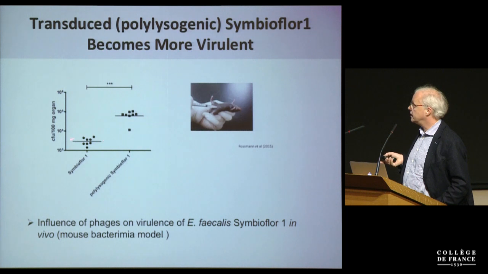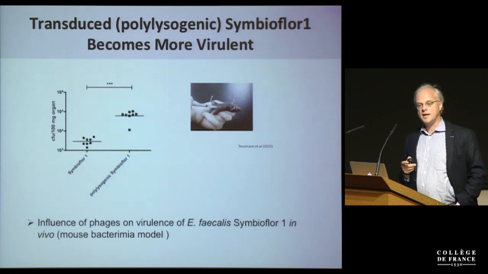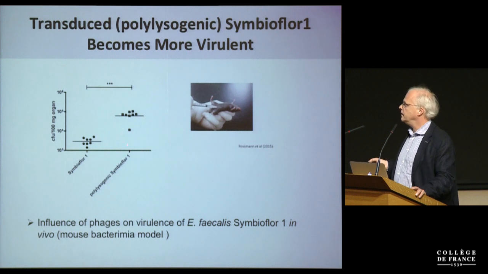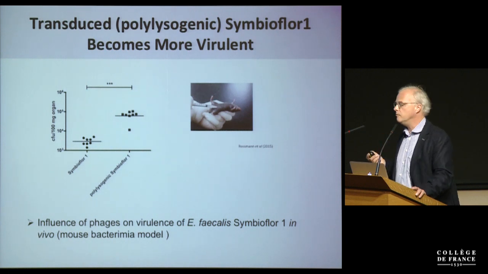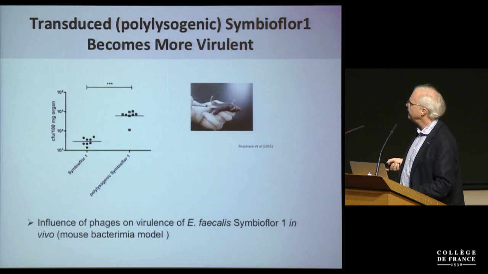And I think this is the kidneys. And you can clearly see, this is the wild type. We have more colonies, higher colony count in the kidneys of the transduced polylysogenic probiotic strain.